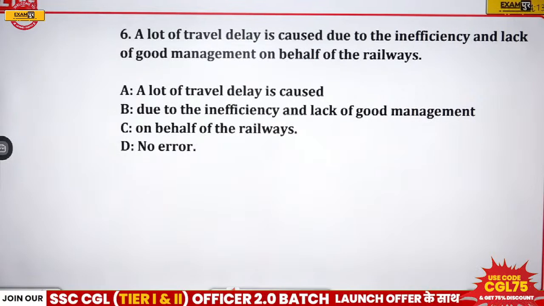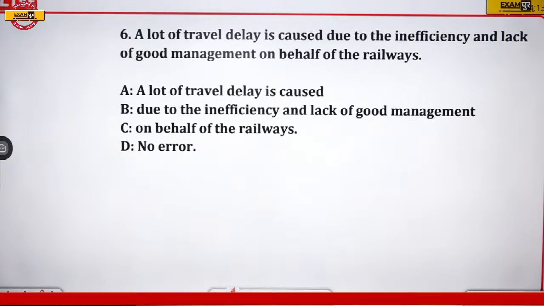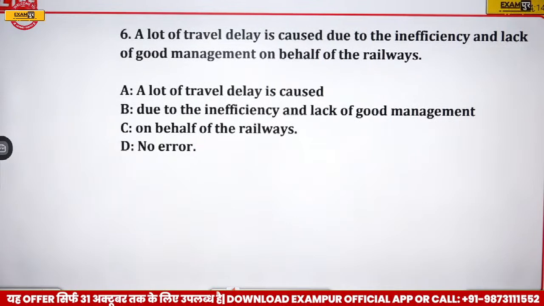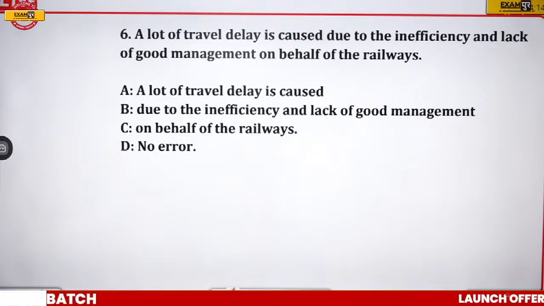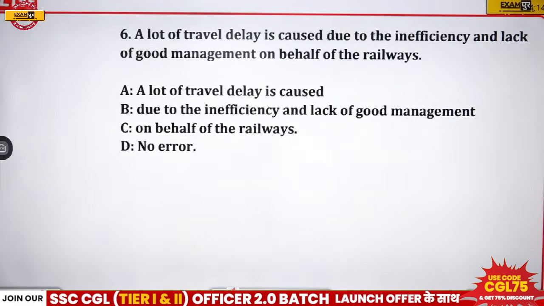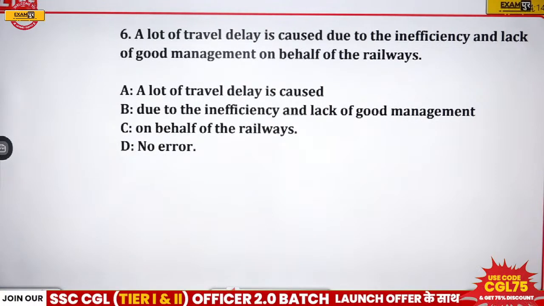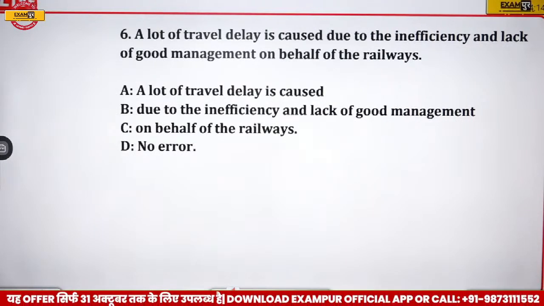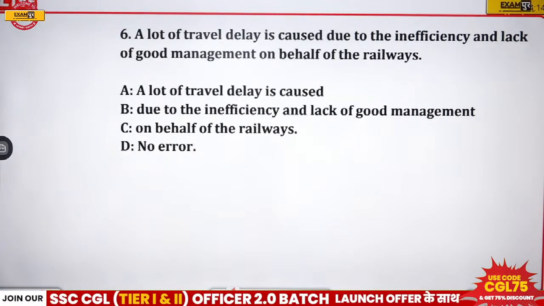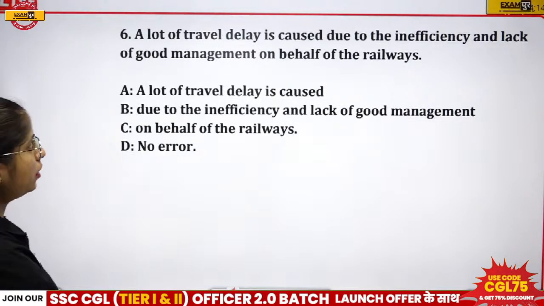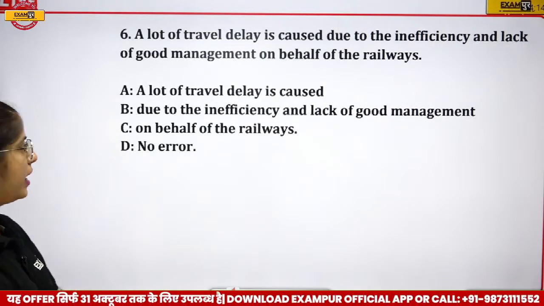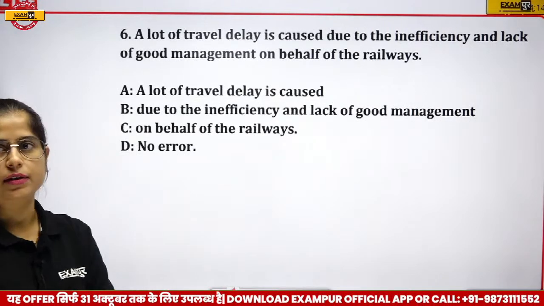Sixth A. Okay, what is the error? What is the error? Read the sentence once again. No, Sarthi, read it once again. A part does not have any error. A is absolutely correct. Part A doesn't have any error. Read once again. A lot of travel delays caused due to the inefficiency and lack of good management on behalf of the railways.